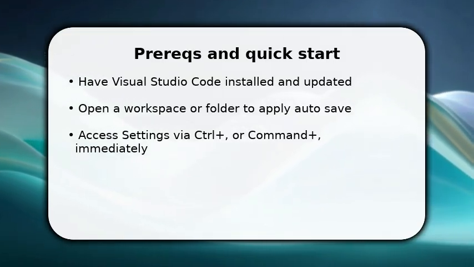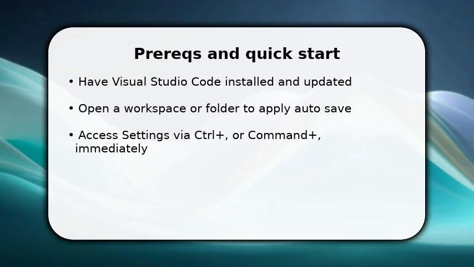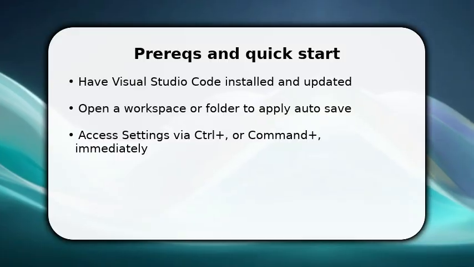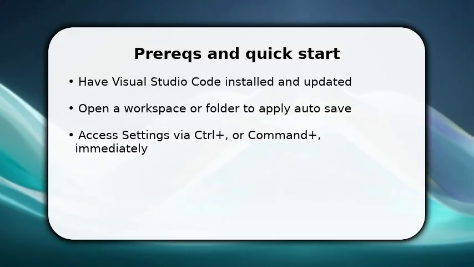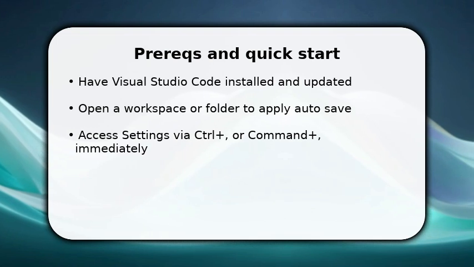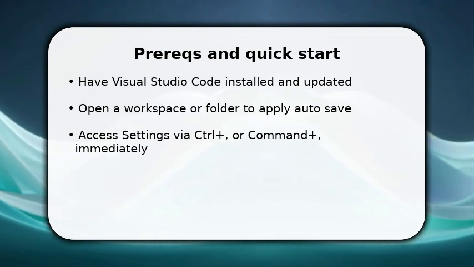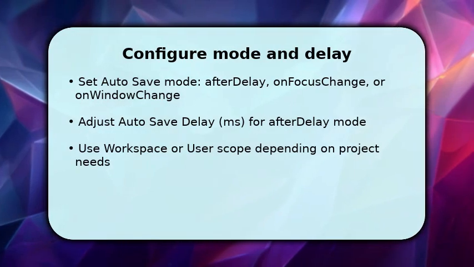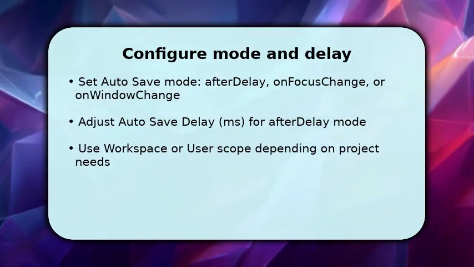Off, after delay, on focus change, on window change. Once you see the setting, don't click randomly. Choose a mode that fits your workflow. Make sure to keep this window visible while we configure delay and scope next, because those control when files actually persist. Now that autosave is visible, pick the mode that matches your habits.